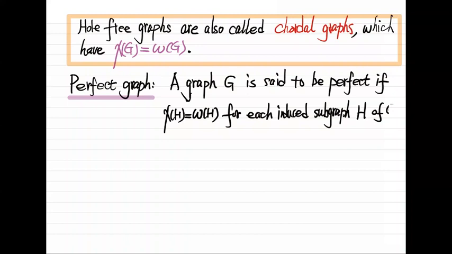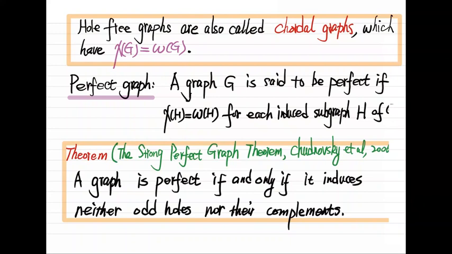And in 2006, Chudnovsky et al. proved the strong perfect graph theorem. We know this was an old conjecture. It states that a graph is perfect if and only if it induces neither odd holes nor their complements. We usually call complements of a hole anti-holes, and so the complements of odd holes are usually referred to as odd anti-holes.